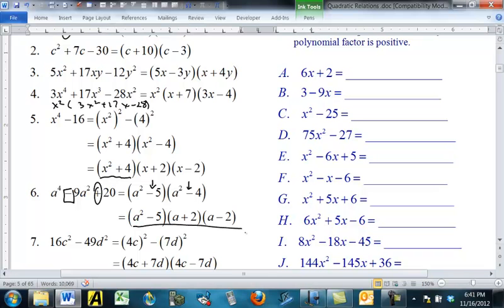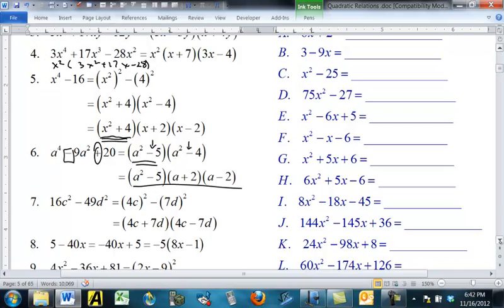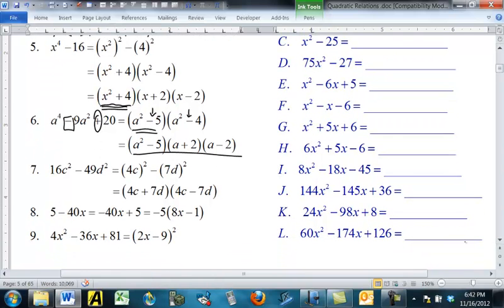So notice that a sum of two squares won't factor over the integers. A difference of two things will only factor if they're both perfect squares, at least in terms of factoring over the integers. The next one is a difference of two squares.